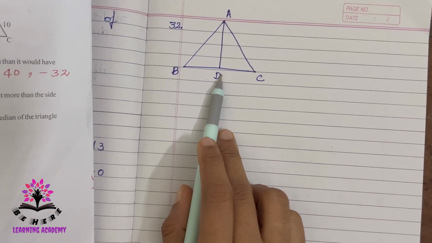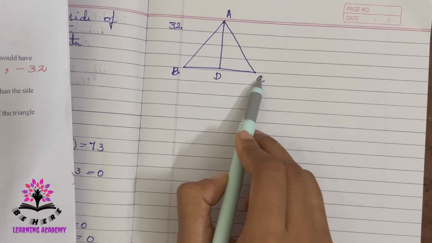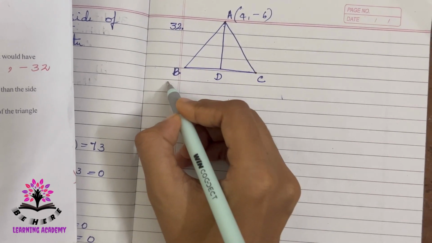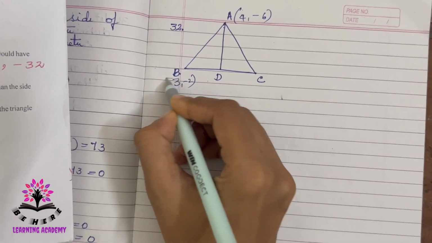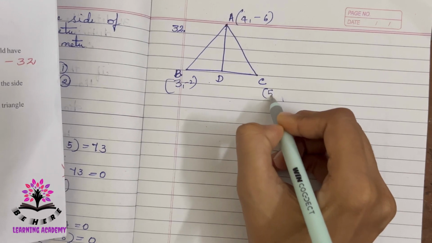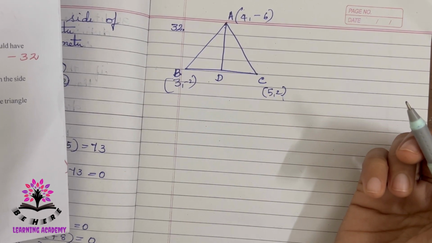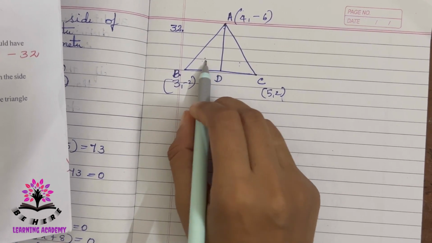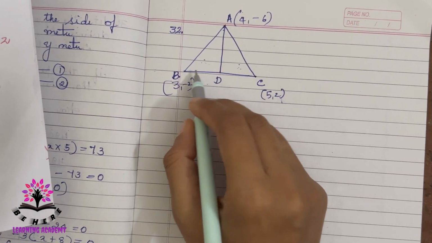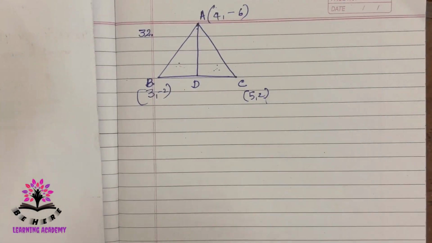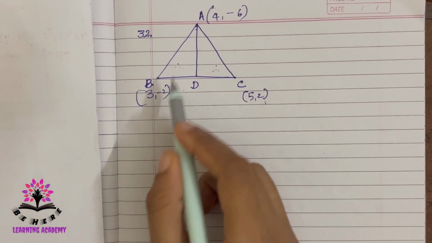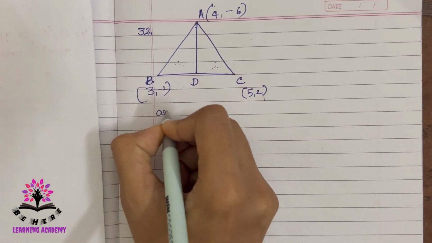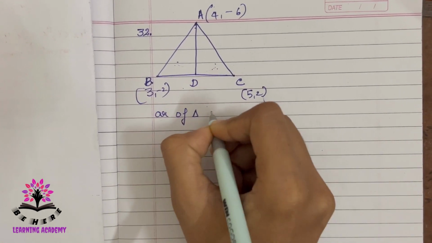The vertices of a triangle ABC, their values are given. A is 4, minus 6, B is 3, minus 2, and C is 5, 2 respectively. Prove that the median of the triangle divides a triangle into two equal areas. You have to prove that the median divides into two equal areas. So here first we need to find out the area of the whole triangle ABC. So what is the formula for area of the triangle?